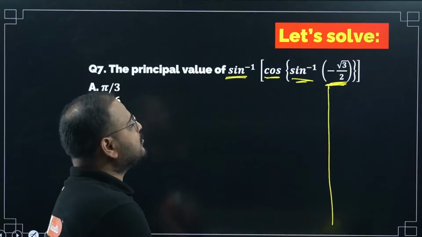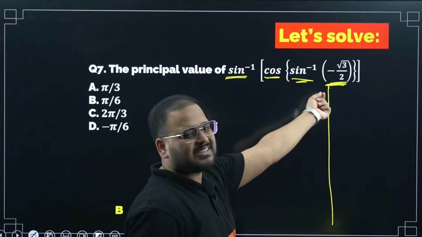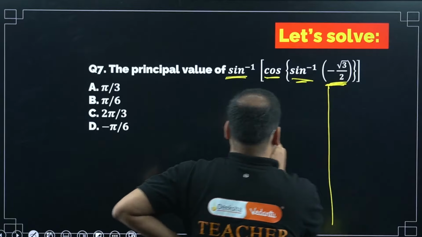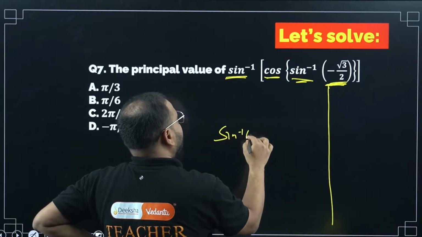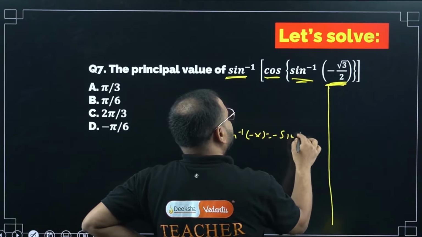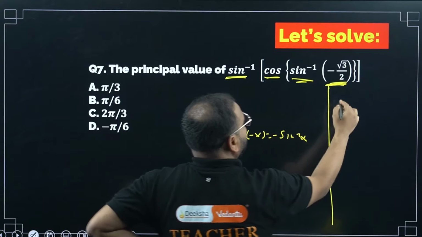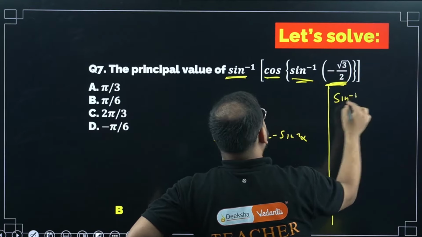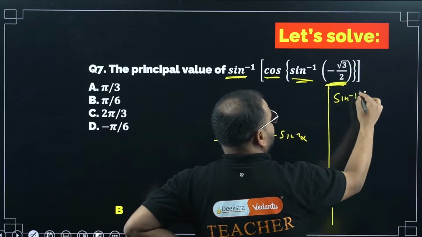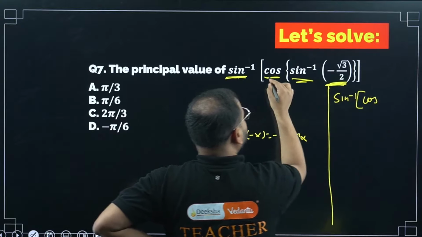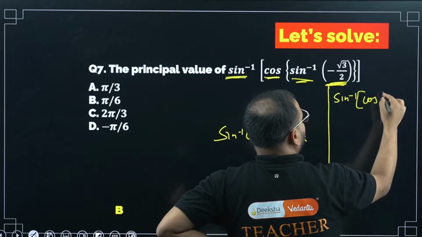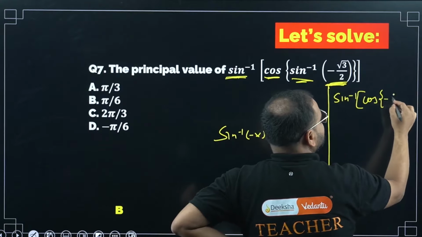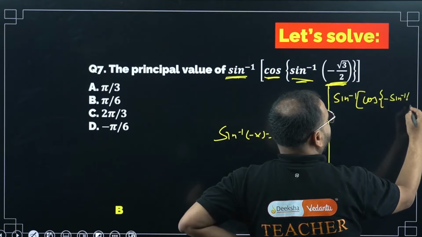Now sine inverse of minus root 3 by 2. Basically, sine inverse of minus x is what? We learnt it. It is minus sine inverse of x. So I can rewrite the statement. I'll write the first two the same: sine inverse, and in the bracket cos, the same. Again this part becomes minus sine inverse of root 3 by 2.